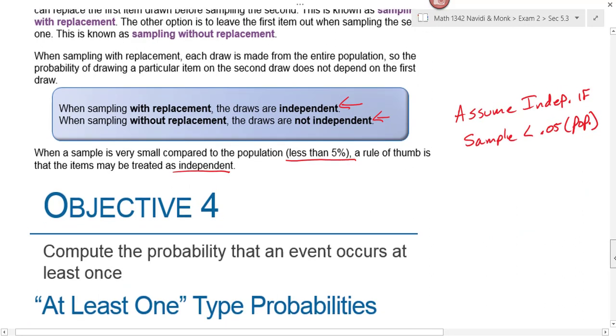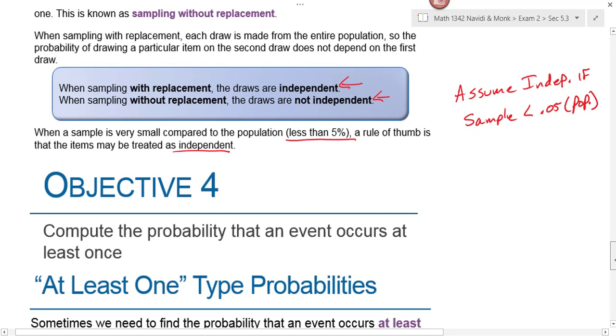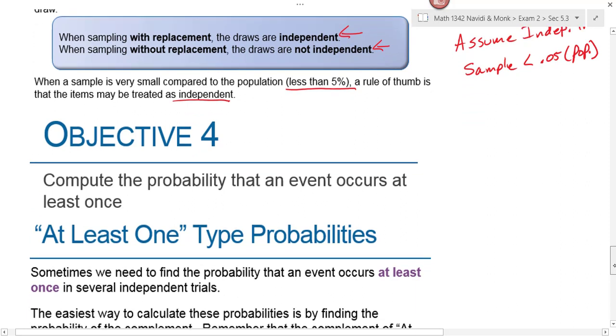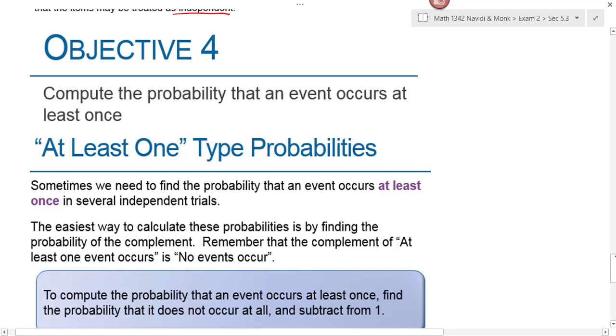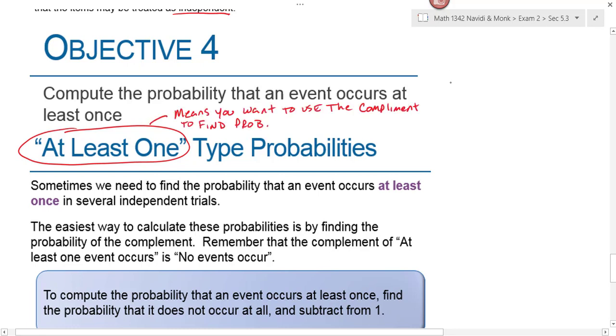The last objective in this section is probably the most confusing, but once you get it, it won't be so bad. Objective 4 is computing the probability that an event occurs at least once. When you see the words at least one, I want you in your mind to think of using the complement. Let me give you a quick reminder of what I mean. The last thing that we went over, I think in section 5.2, was the complement of events, and we said that the probability of an event is equal to 1 minus the probability of the complement of the event.